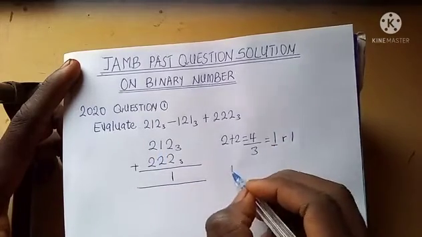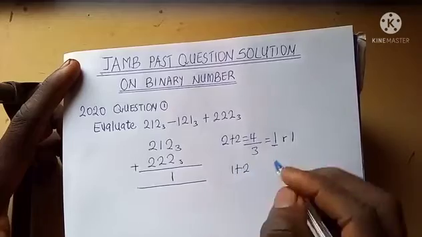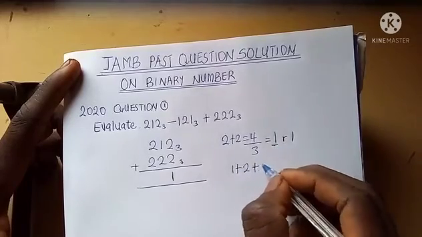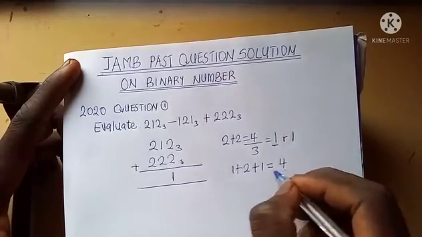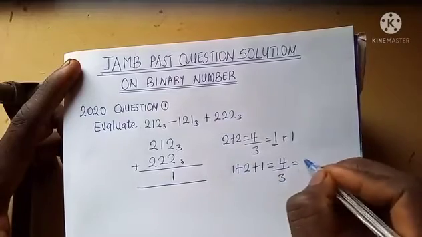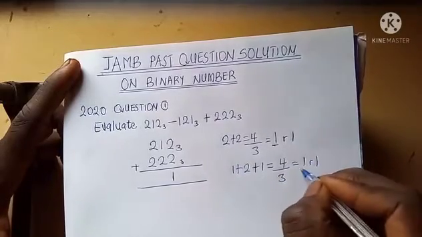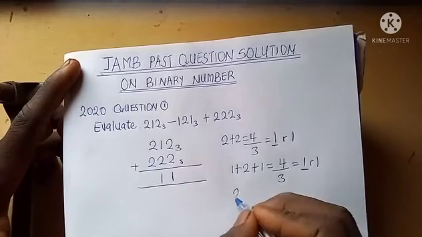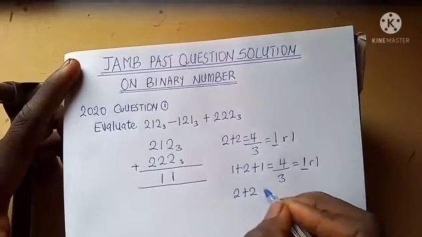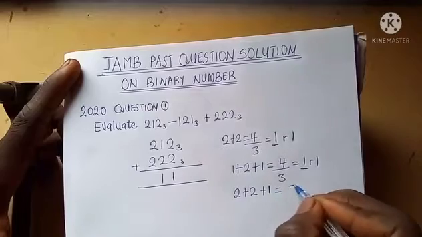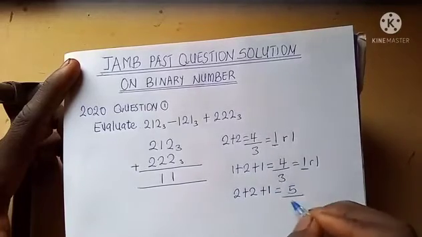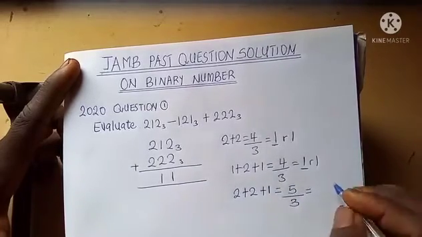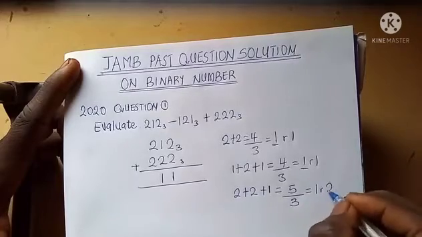Now 1 plus 2 plus the 1 you kept the other time, that's 4. So 4 divided by 3 is equal to 1, remainder of 1. You keep 1, then you write the remainder. So again we have 2 plus 2 then plus 1, which is equal to 5 divided by 3. Now we are having 1, remainder of 2.